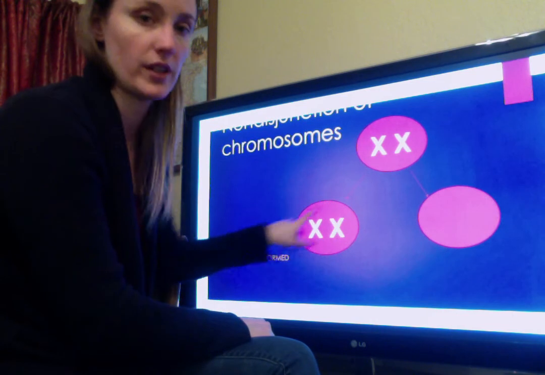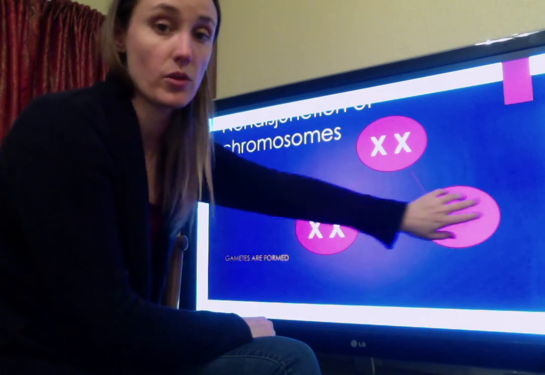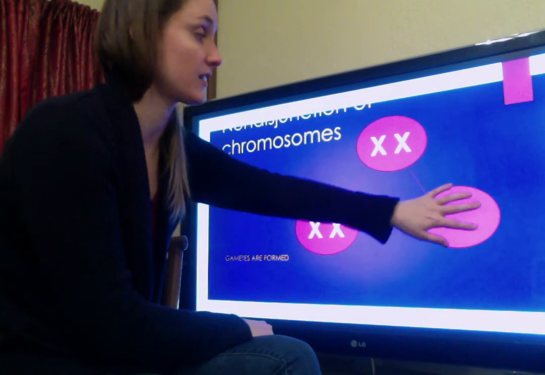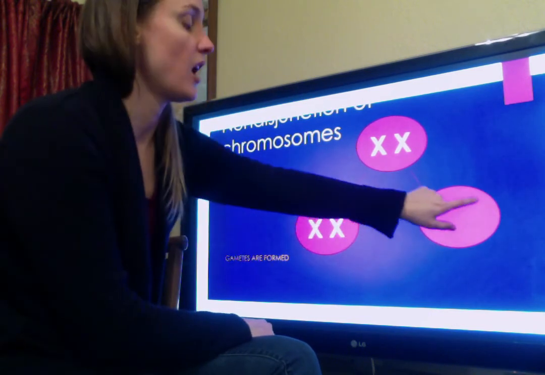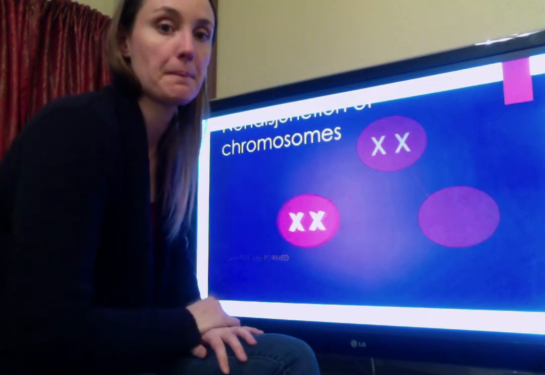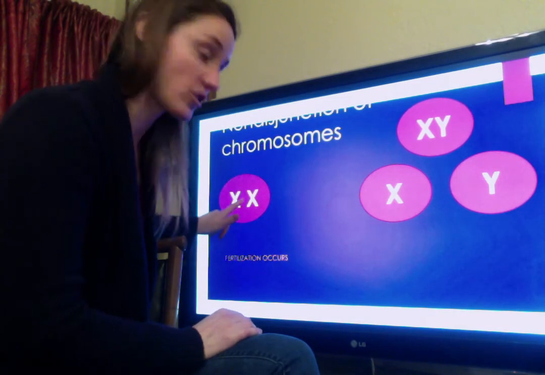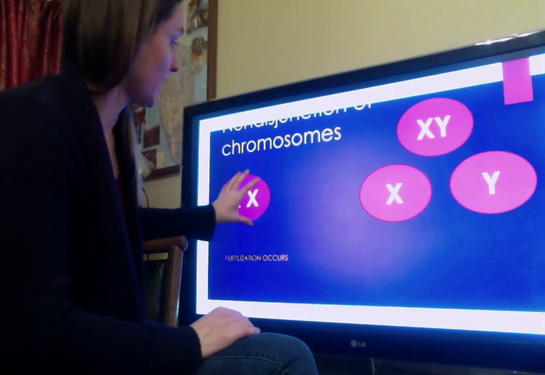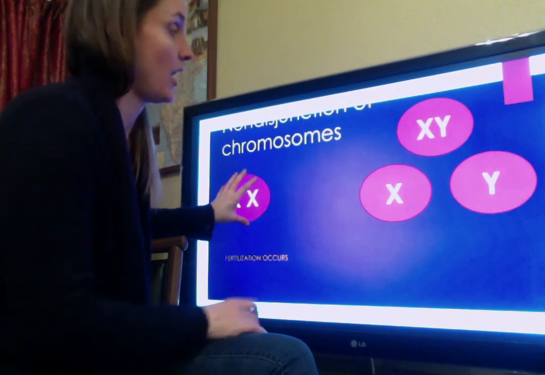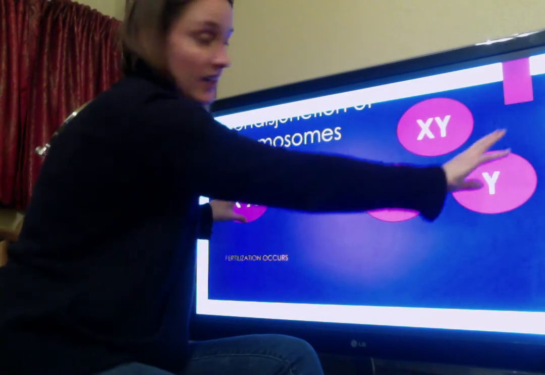So let's say I have an ova here, and it has an extra X chromosome. The other cell is going to be missing genetic material. And since we're looking at the sex chromosomes at this moment, it is missing an X chromosome. Okay? So let's look at this first cell that has an extra one. This is going to be, let's say, our ova. And over here, we have another individual. This is going to be dad.